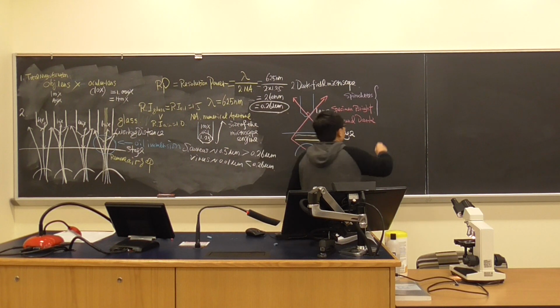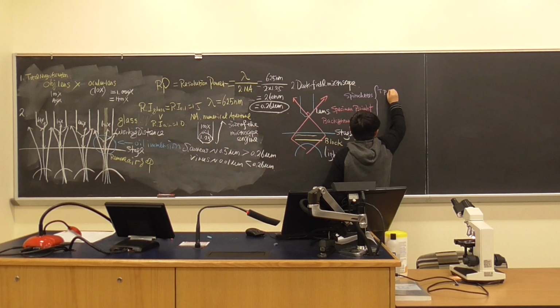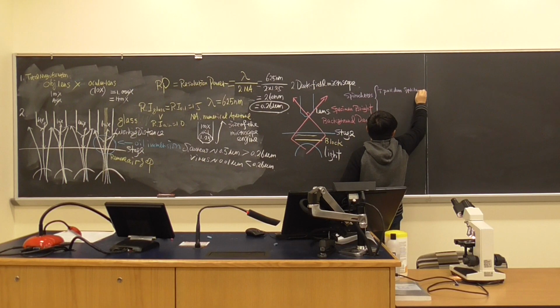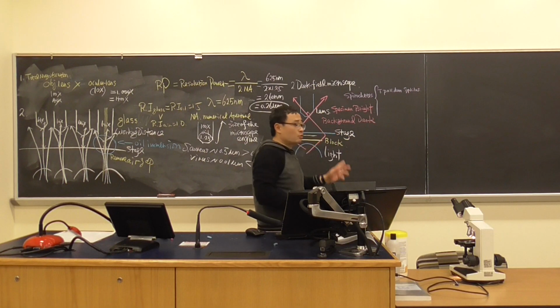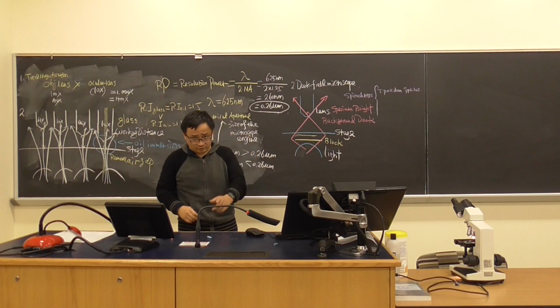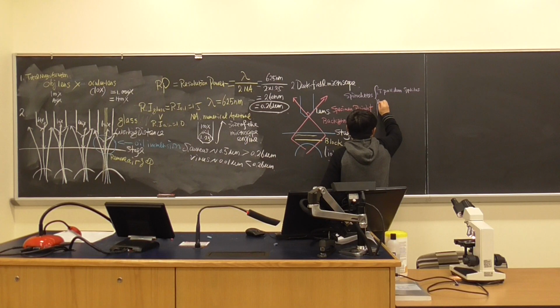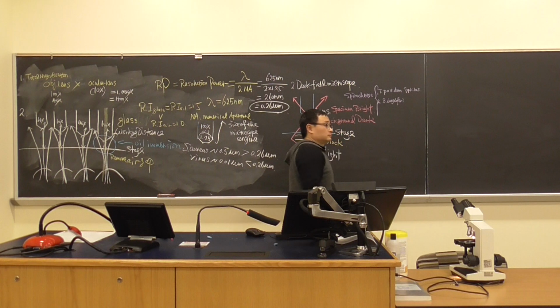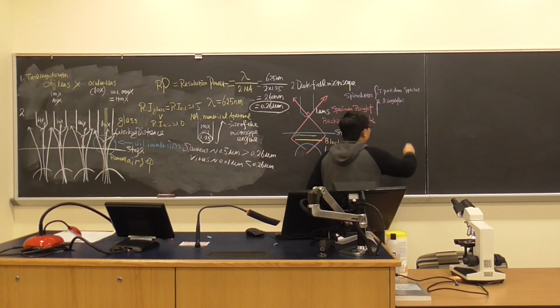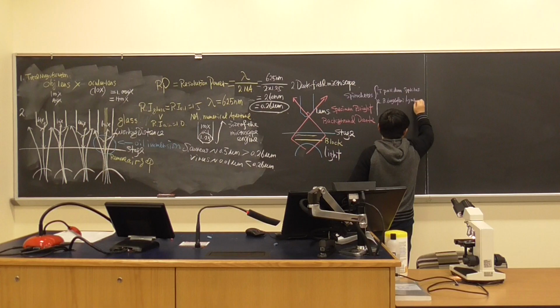Number 1, Treponema pallidum, which is on your slides. This is the one that causes syphilis. What is syphilis? The number 1 sexually transmitted disease pathogen in the world. Number 2, Borrelia burgdorferi. What is that? The pathogen that causes Lyme disease.